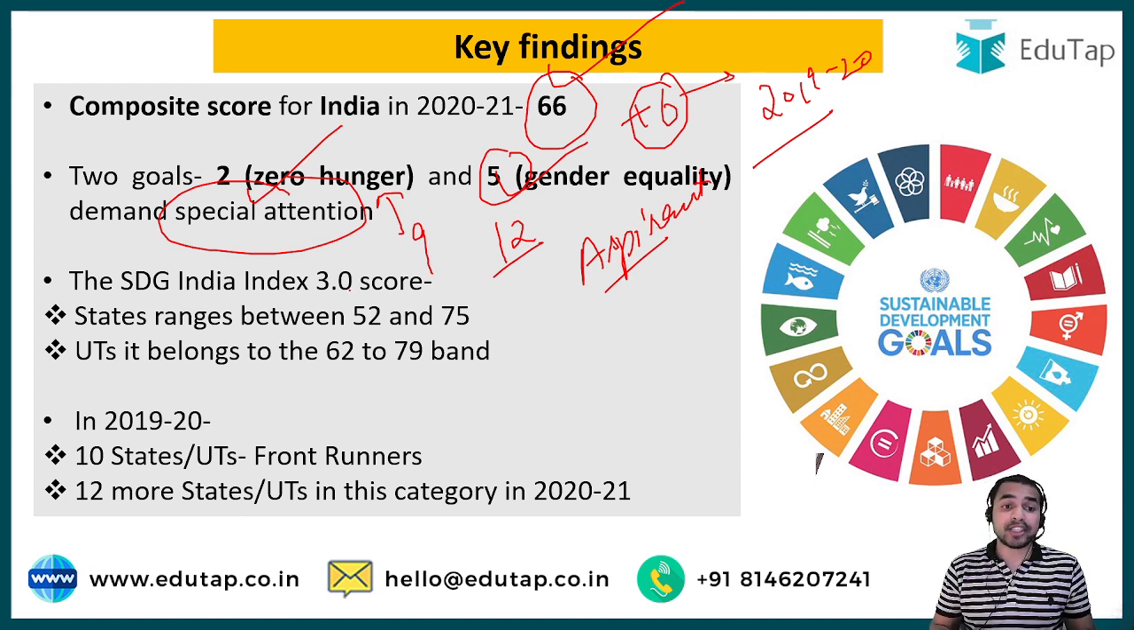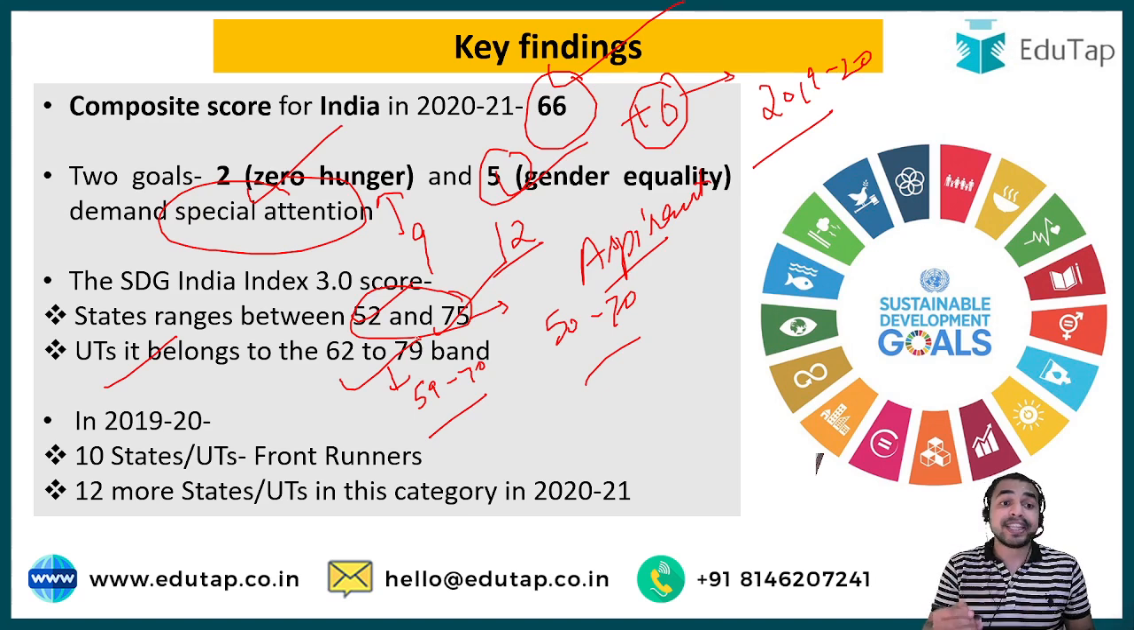And guys, this particular index also says that the state score in this edition is between the range of 52 and 75. And guys, this particular range was 50 to 70 in the previous edition. That also shows that Indian states have really done better when it comes to achieving the sustainable development goals. And guys, if we talk about the union territories, then this range was 59 to 70, and this particular range has increased to 62 to 79 in this index, and that once again shows that India's union territories have again improved a lot and they are moving towards achieving the targets of the sustainable development goals.